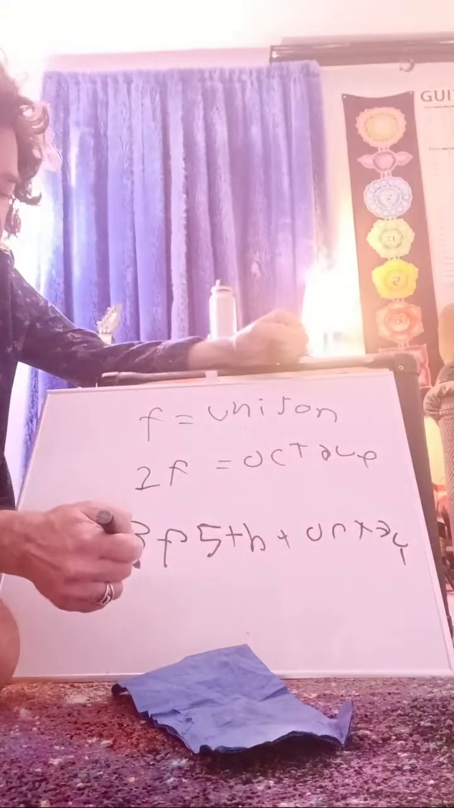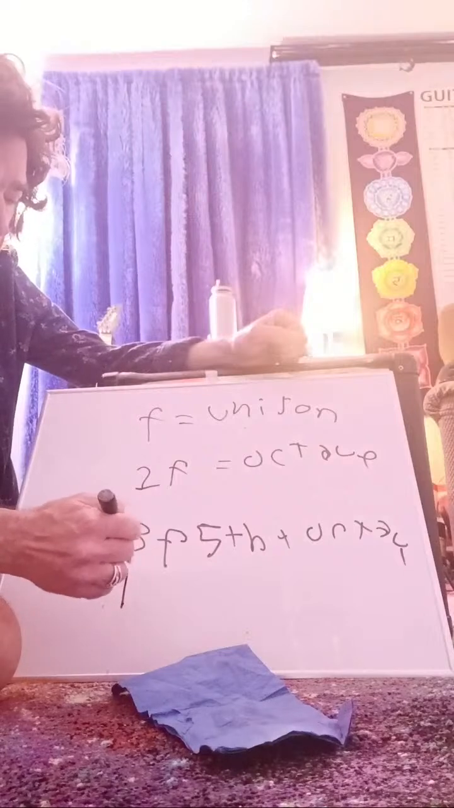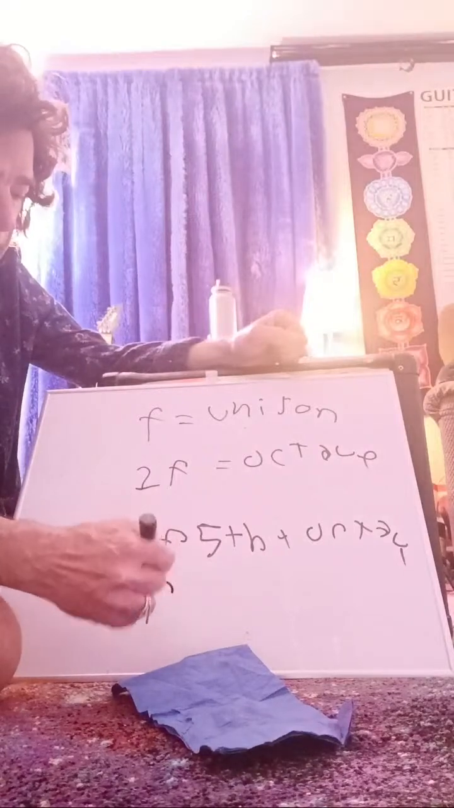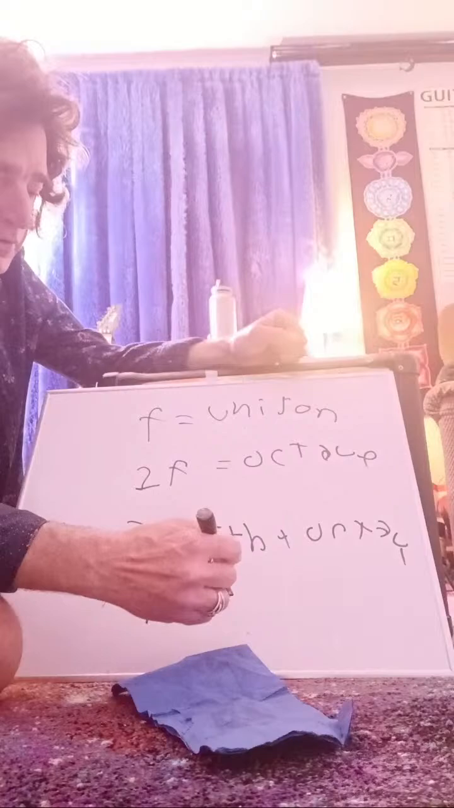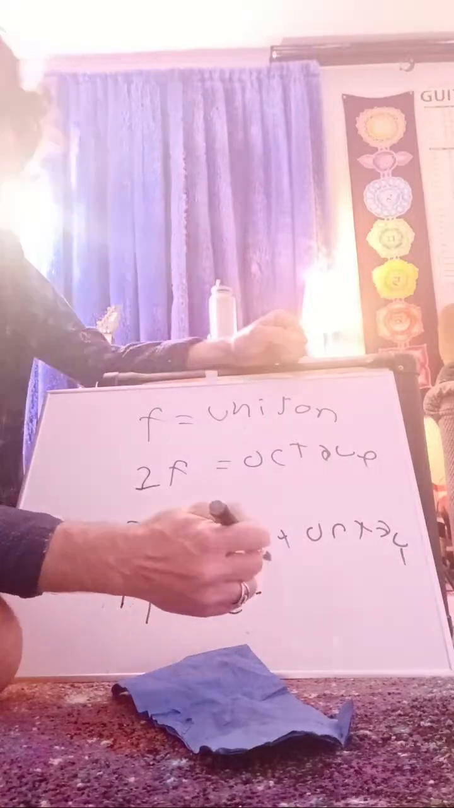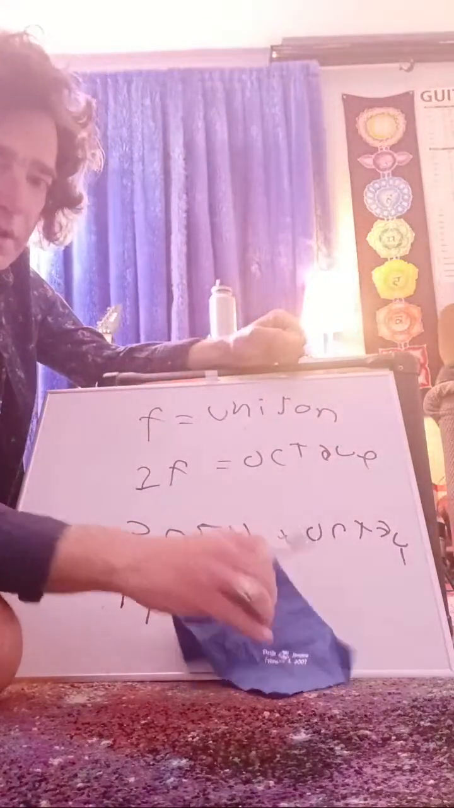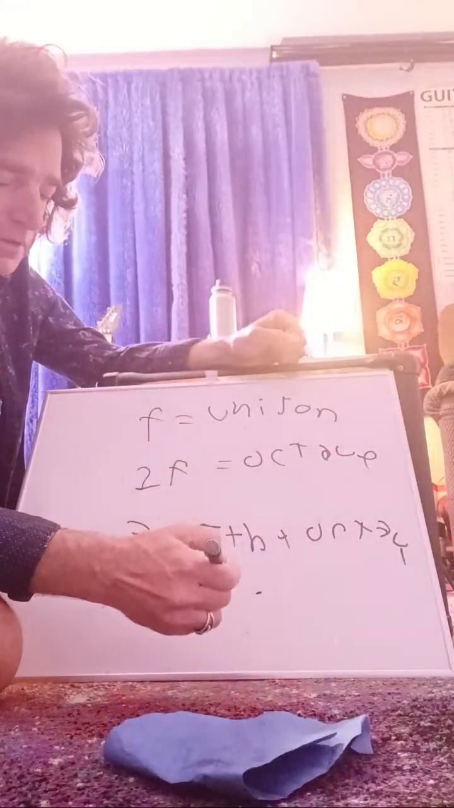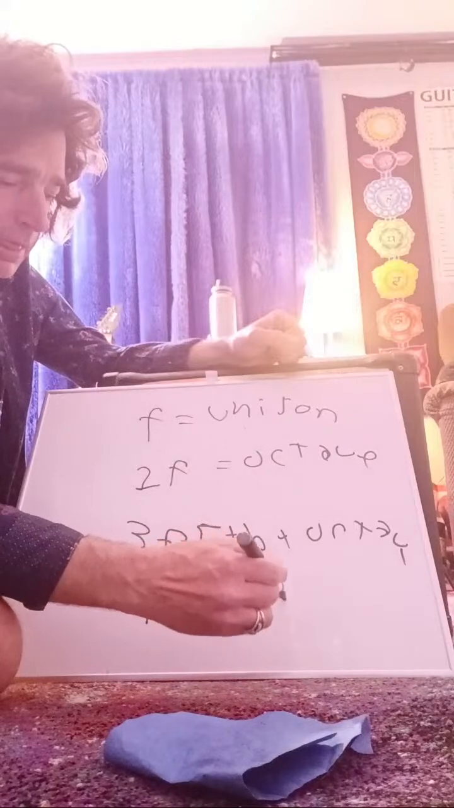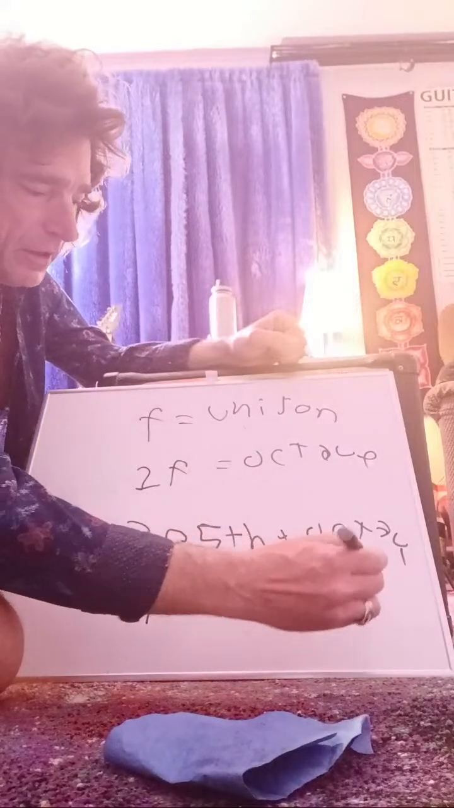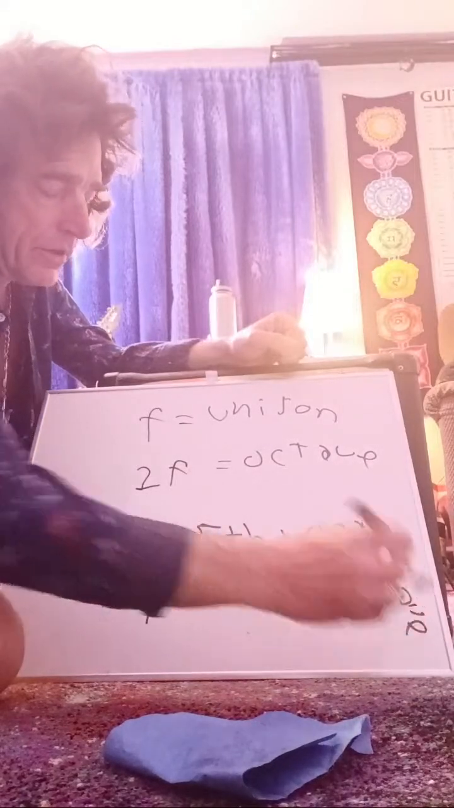And then four times the frequency would be twice the double octave, the octave above the octave. And so it would be the double octave. So there's what you do.